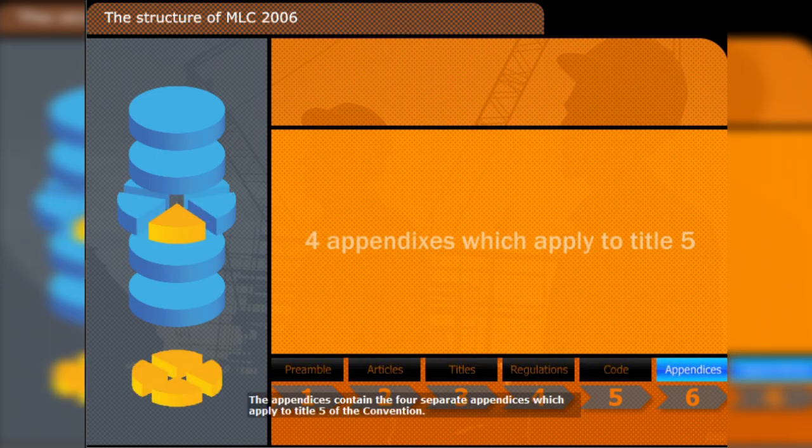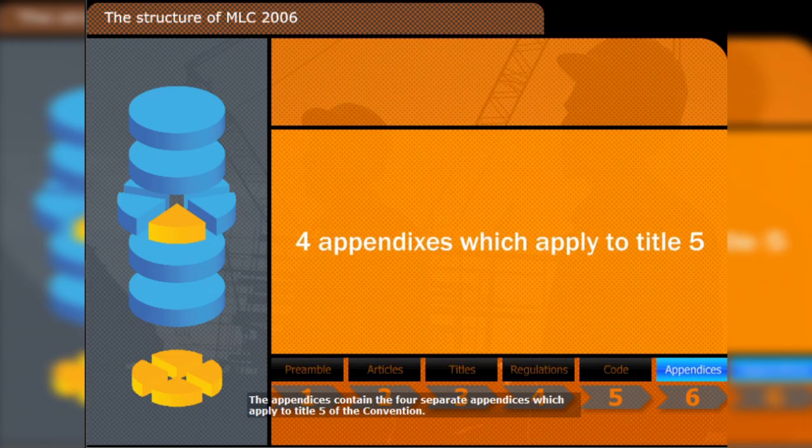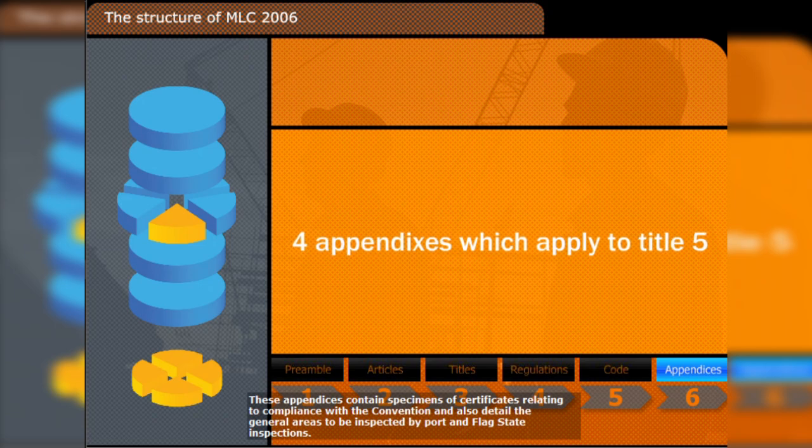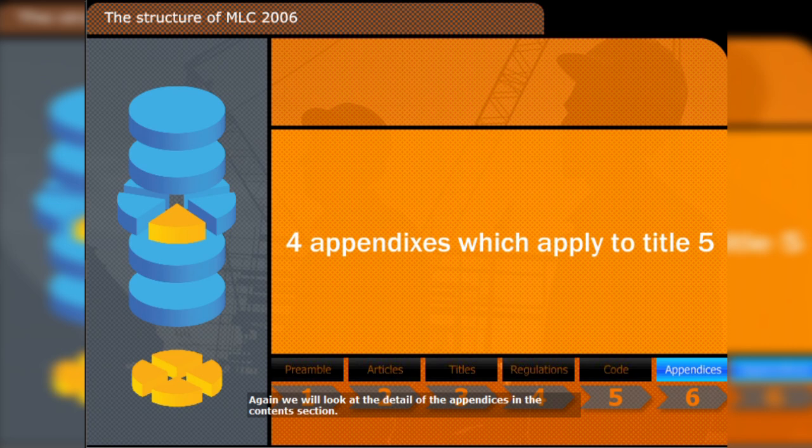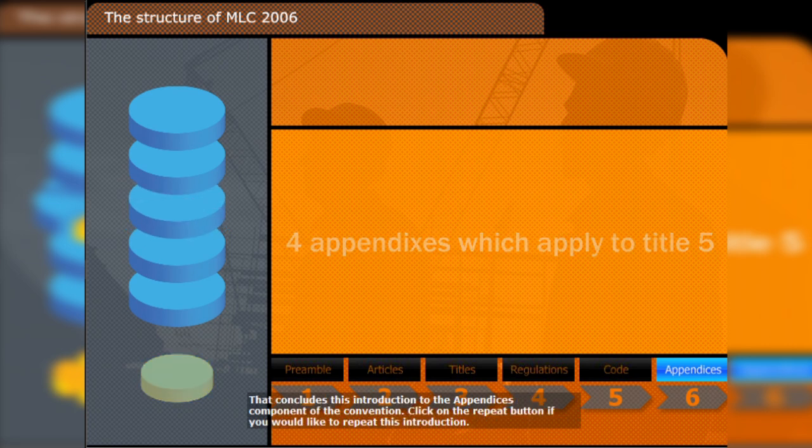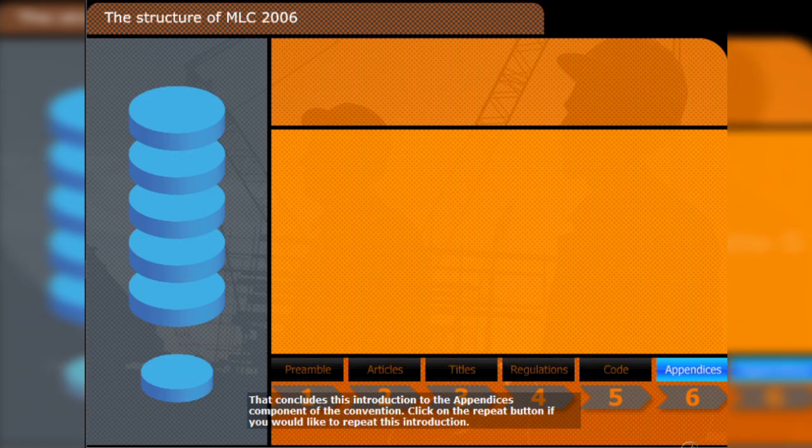The appendices contain the 4 separate appendices which apply to Title V of the Convention. These appendices contain specimens of certificates relating to compliance with the Convention, and also detail the general areas to be inspected by port and flag state inspections. Again, we will look at the detail of the appendices in the Contents section. That concludes this introduction to the appendices component of the Convention.